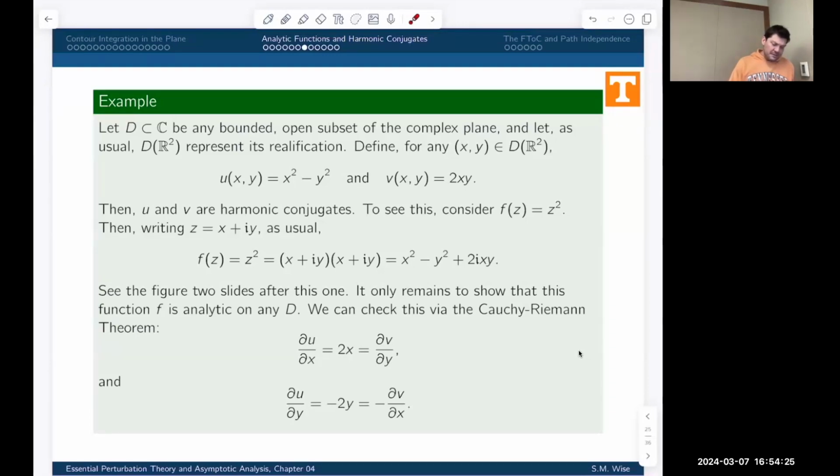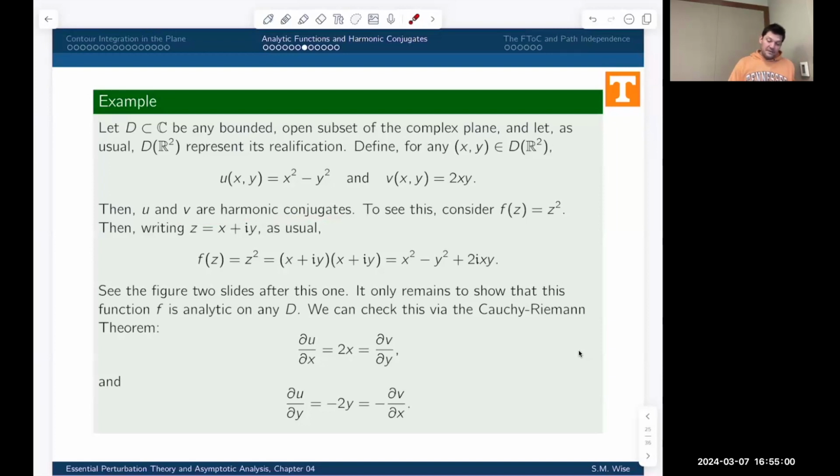So suppose that D is a bounded open set in the complex plane as usual. D in R2 is its realification. I'm just going to say D from now on. You understand that set is the translation into R2. Some people just use the same symbol, and I don't blame them for that because it's annoying to say. Okay, so let's define u to be x squared minus y squared and v to be 2xy. Then these are harmonic conjugates, it turns out.